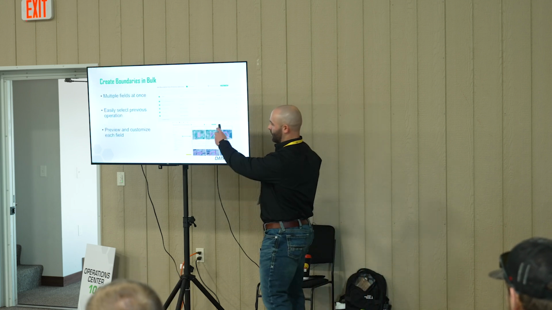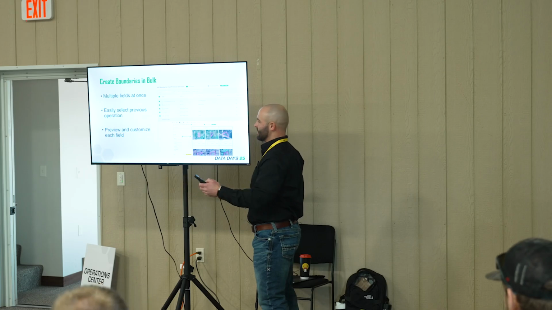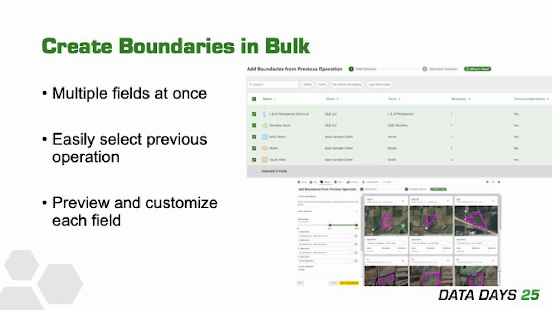So it'll allow you to select up to 12 fields at a time, so basically in batches, and then it's going to look for previous work. So if you've got harvest maps, if you've got seeding maps, you can select which one of those you want it to base that boundary off of, and then basically go through and get a preview of each of those. You can make some edits and customize things in there, but real simple, easy way if you don't have boundaries today to get them in there.